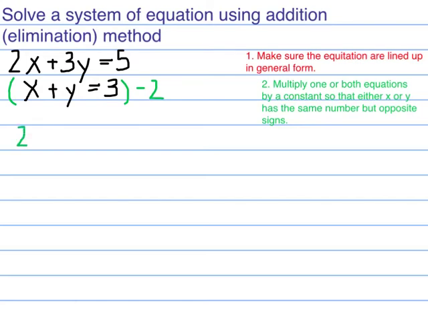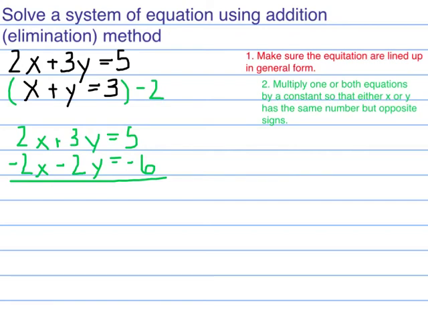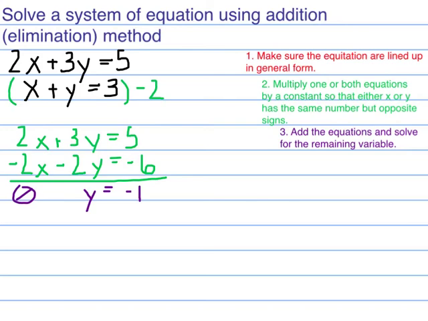So now I have 2x plus 3y equals 5, and I have -2x minus 2y equals -6. Okay, so you see how they are the same number, 2's, but one's a negative and one's a positive. Step 3 will be to add the equations and solve for the remaining variable. So I have -2x plus 2x is nothing. 3y minus 2y is y. And then 5 plus -6 is -1. And then we actually don't have to solve for the remaining variable because it's already solved for us. So we have what y is equal to.